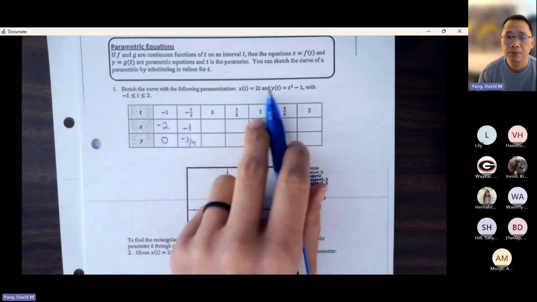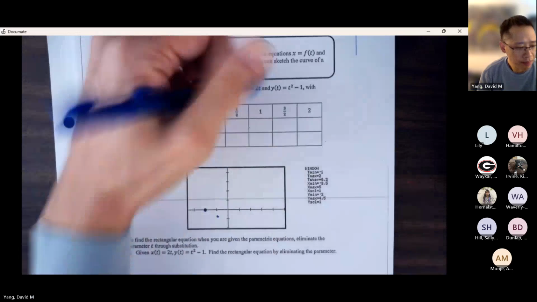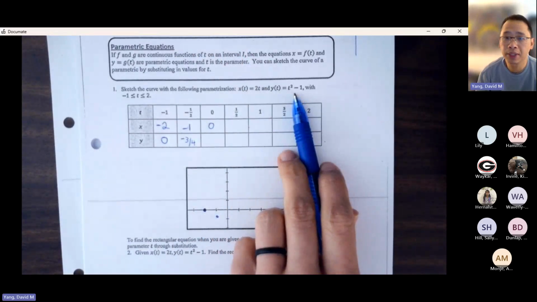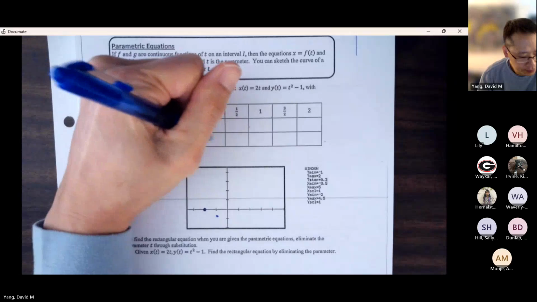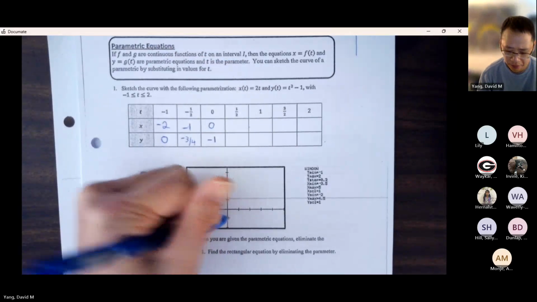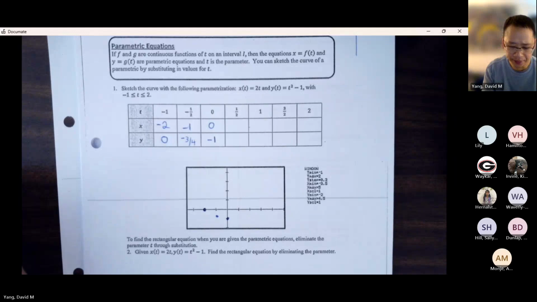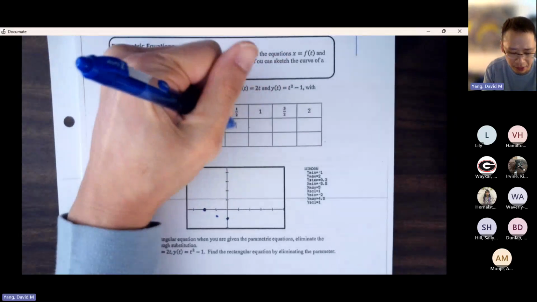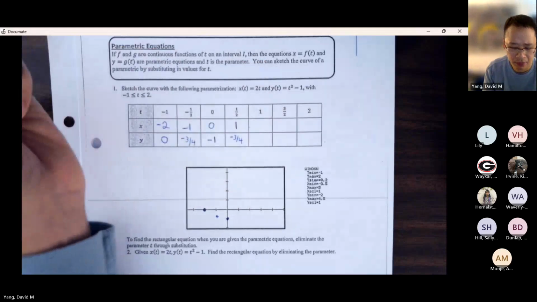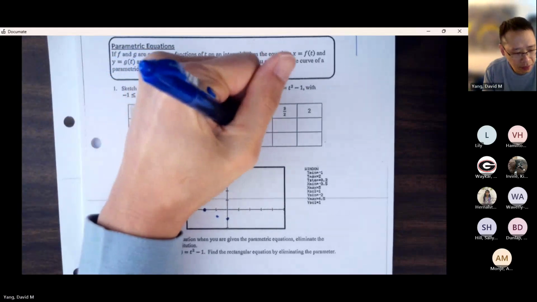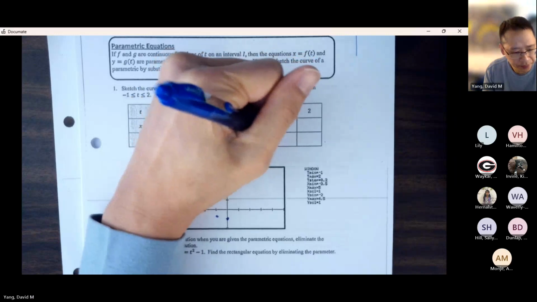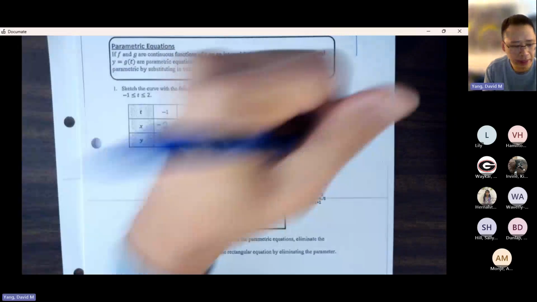All right, 0 in for t. Right, 0 in for t for the y equation. Okay, I'm just going to fill in the rest of my ordered pairs here. Plug 1 in, plug 3 halves in, plug 2 in.